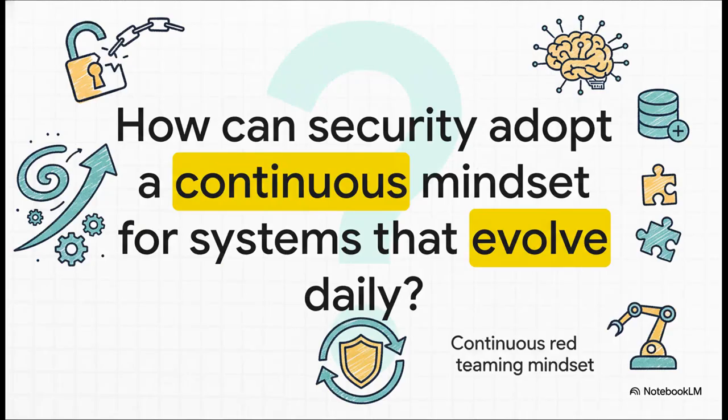And that leads to one last big thought. A point-in-time pen test gives you a snapshot. But these AI systems, they're changing daily. They're constantly being updated with new data, new plugins, new agent capabilities. That old assessment model just can't keep up. So the real challenge for us in security is this. How do we move away from these one-off tests and adopt a continuous mindset? How do we build a red teaming practice that evolves right alongside the AI it's supposed to be testing?